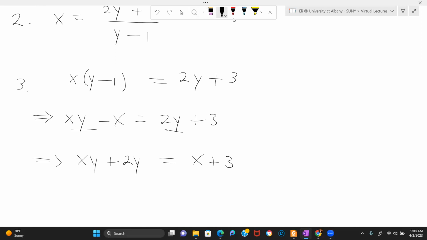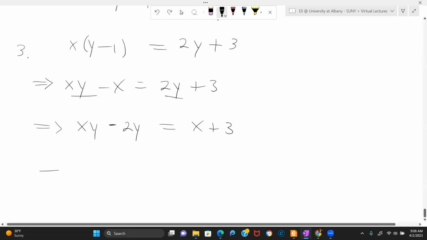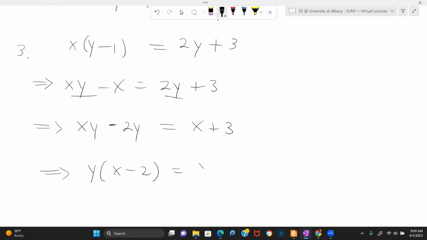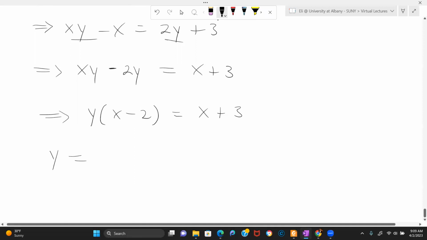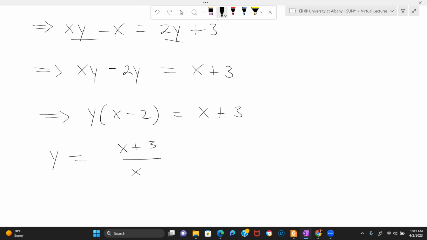So it should be negative 2y here because I'm subtracting 2y. So I subtracted 2y and then I added the x to both sides. And now I'll factor the y out to get y times (x minus 2) is equal to x plus 3. And now finally I divide by x minus 2 to get the following. So this implies that f inverse of x is equal to (x plus 3) over (x minus 2).